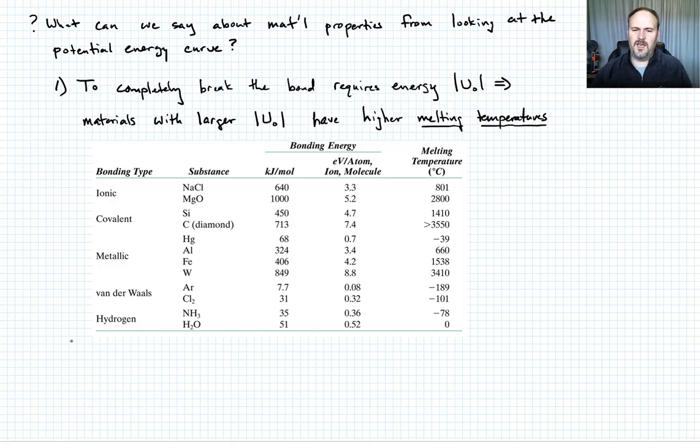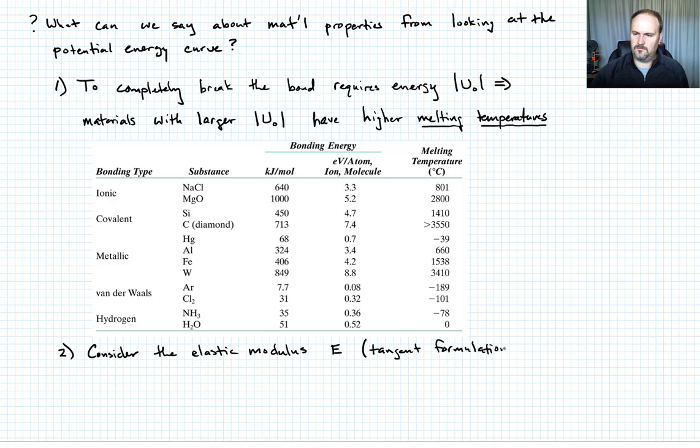Okay, what else can we say? How about modulus? Can we say anything about the modulus? So let's go ahead and consider the elastic modulus. We'll call it E. And I'm going to focus in this case on the tangent formulation. All that means is instead of defining the modulus as sigma over epsilon, I'll define it in the tangent form, which is d sigma over d epsilon. Okay? So hopefully that's pretty straightforward.